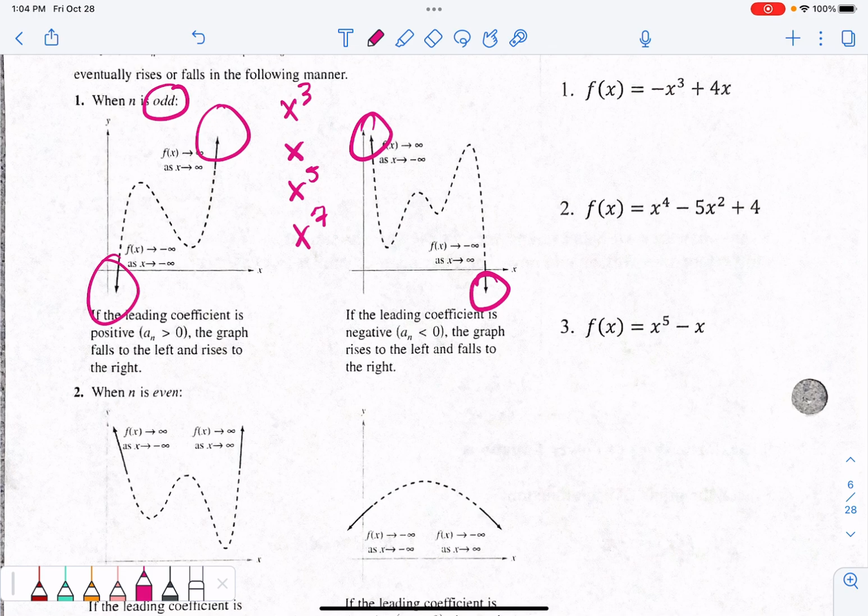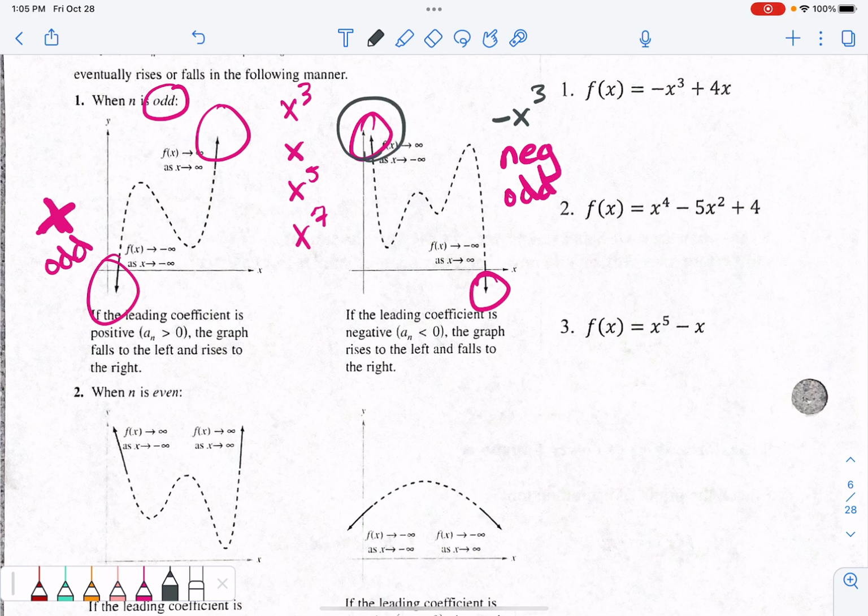If it is positive and odd, it is going to look like this graph. Positive and odd, it's going to go uphill from left to right. If it is negative and odd, it's going to go downhill from left to right. Make sense? Negative and odd would be like negative x to the third power. Negative x to the third power is going to start up on the left and end down on the right.